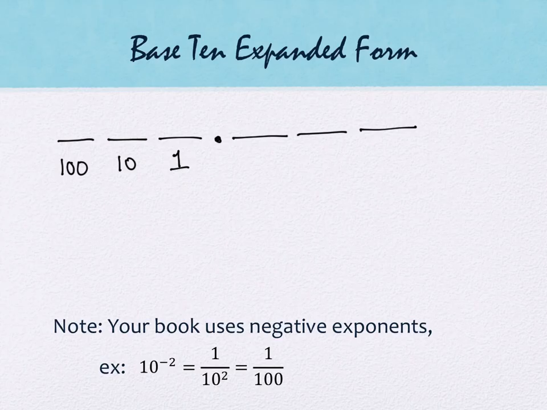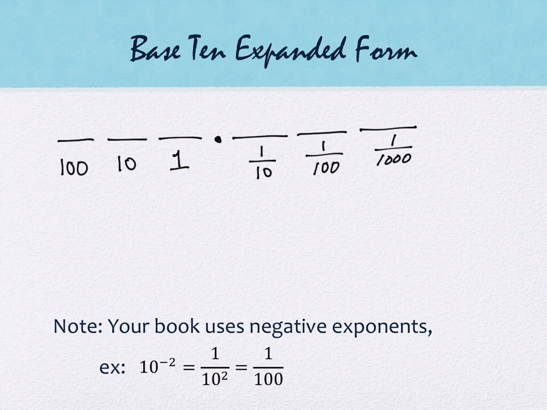On the right-hand side, the tenths place, written as a fraction, would be 1/10. Right, 1 over 10. This is the tenths place. The next one is the hundredths place, so that's 1 over 100. And the last one is the thousandths place, that's 1 over 1,000.